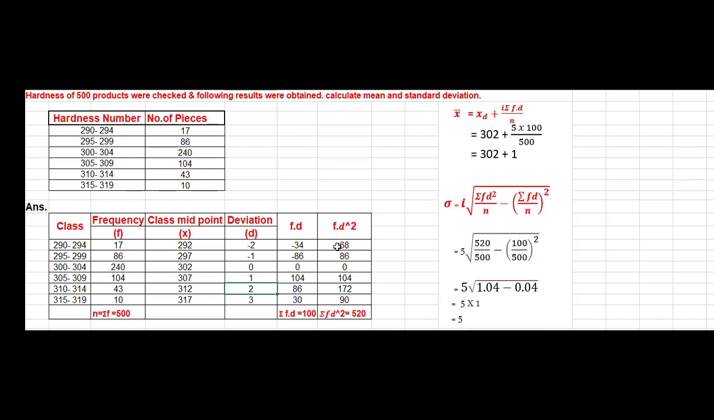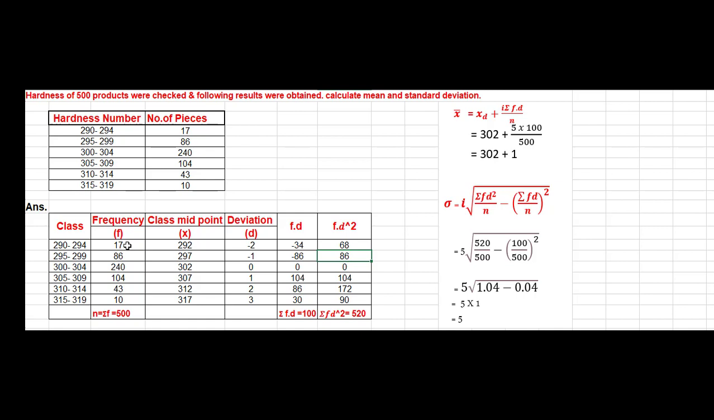In the next column we will find f into d square. d square: -2 squared is 4, multiplied by 17 gives 68. -1 squared is 1, and multiplied by 86 gives 86. In a similar way we can find all the f into d square values by squaring the deviation value and multiplying it with the frequency value.